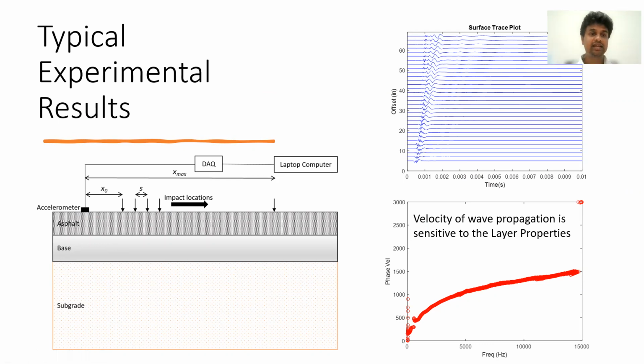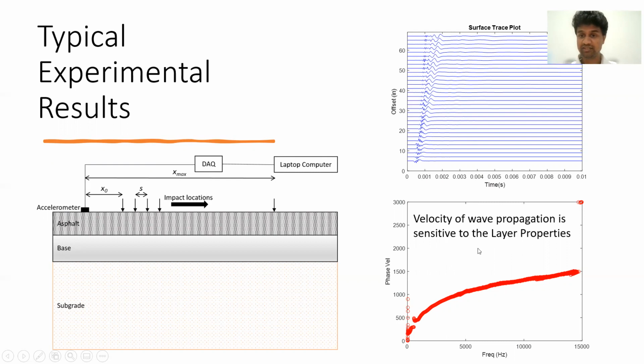Special care is taken in order to preserve the time signature of the waves coming from these multiple impacts. All these impact signals are arranged to obtain what is called a surface trace plot, where we have these waves as a function of time and the distance between the accelerometer and the impact. This is further processed using signal processing techniques such as Fourier transform to obtain the velocity of wave propagation, which is sensitive to the layer properties of the pavement layers.